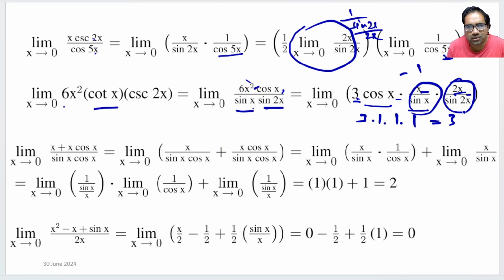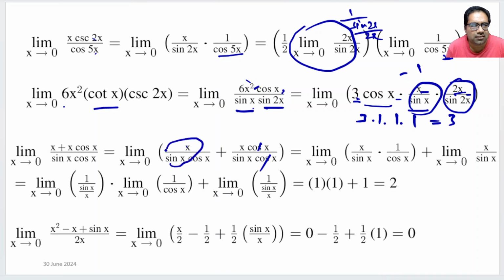X tends to 0, which automatically means 2x also tends to 0. Okay, let's take this one now. This one, x plus x cos x by sin x cos x. Let us break this. X by sin x cos x plus x cos x by cos x. So this and this will get cancelled. And x by sin x.